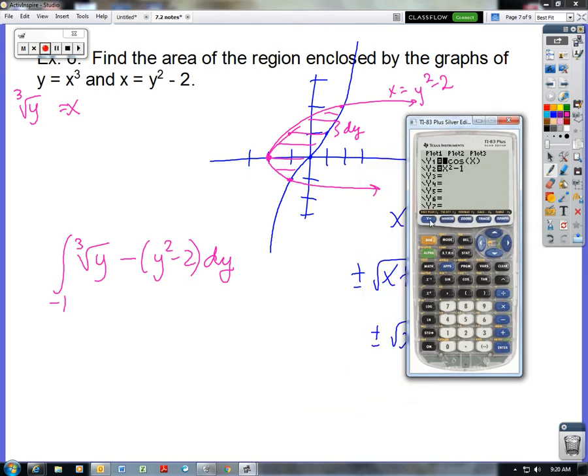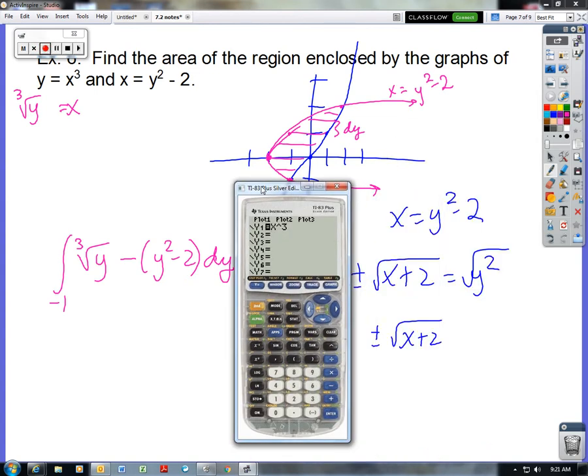That means we get to put these in our calculator. So x cubed is easy enough. And then this next one we need to put in as 2 branches: the square root of x plus 2 and negative square root of x plus 2. And I think we'll try the window I had. Yep, that works great. Then we need to find that intersection.